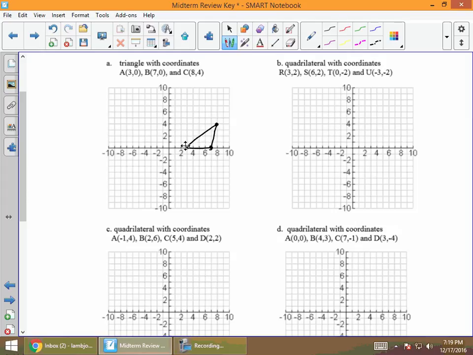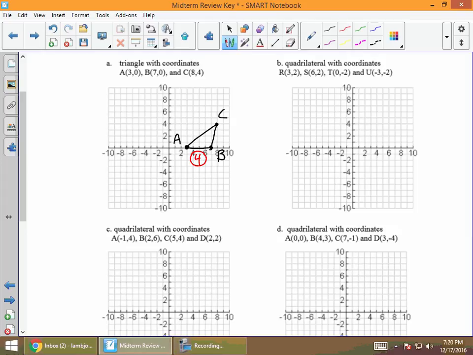I'm going to find the lengths of these sides. I'm sorry, let me label these here. This is A, B, and C. So the distance from A to B, I can just count 1, 2, 3, 4. That is 4 units long.